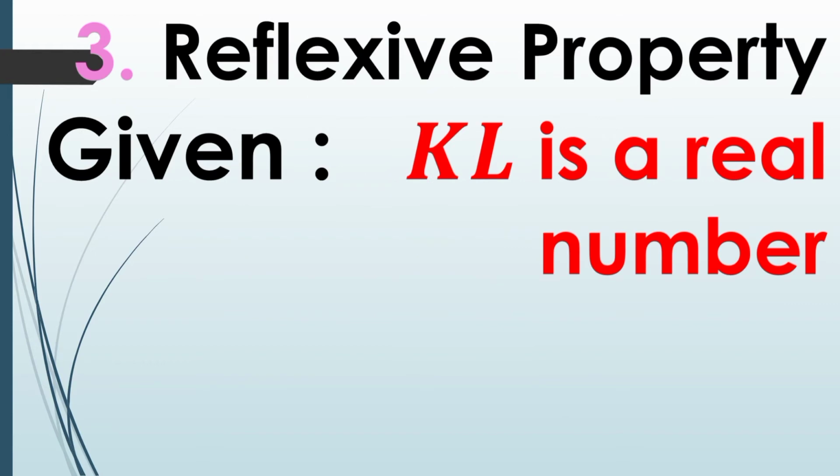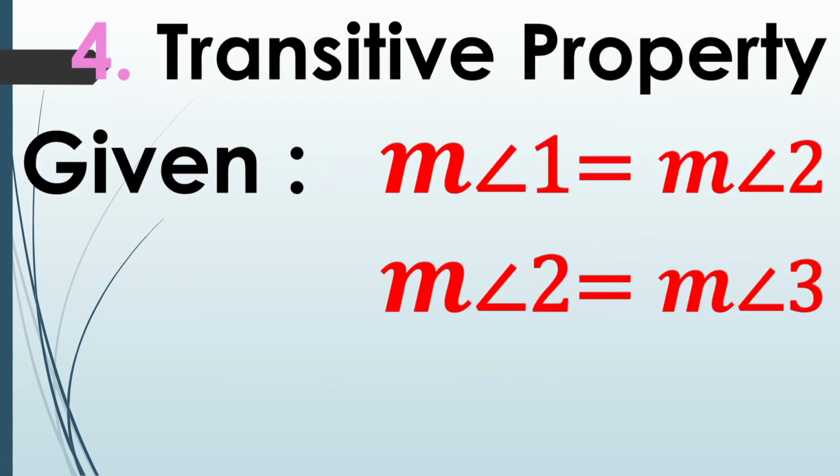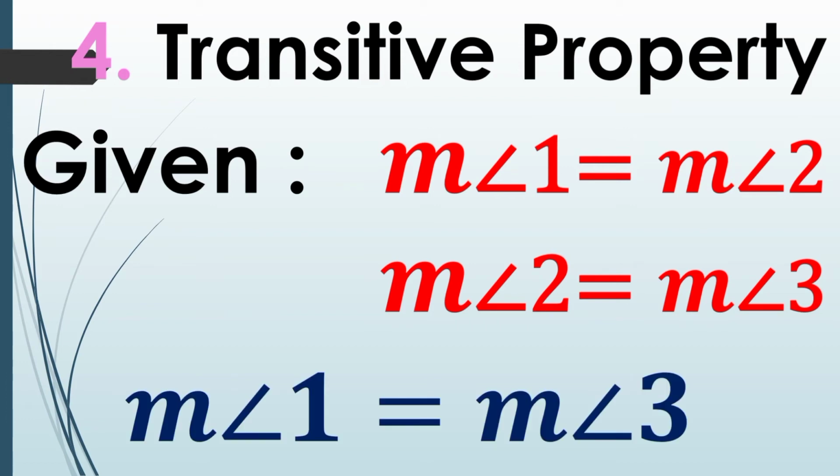Third, using reflexive property, the given is KL is a real number. The conclusion will be KL equals KL. Fourth, using transitive property of equality, the given are measure of angle 1 is equal to the measure of angle 2 and the measure of angle 2 is equal to the measure of angle 3. The conclusion will be the measure of angle 1 is equal to the measure of angle 3.